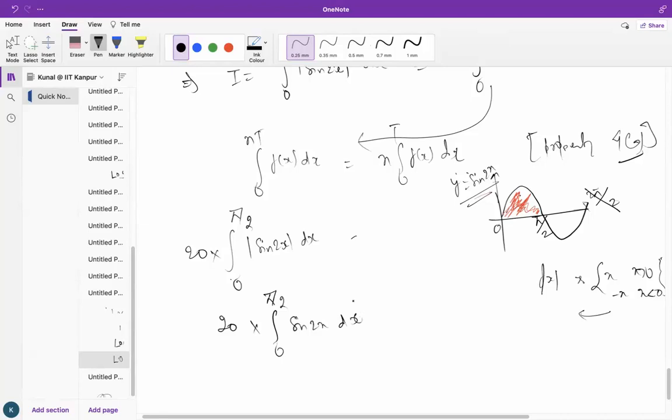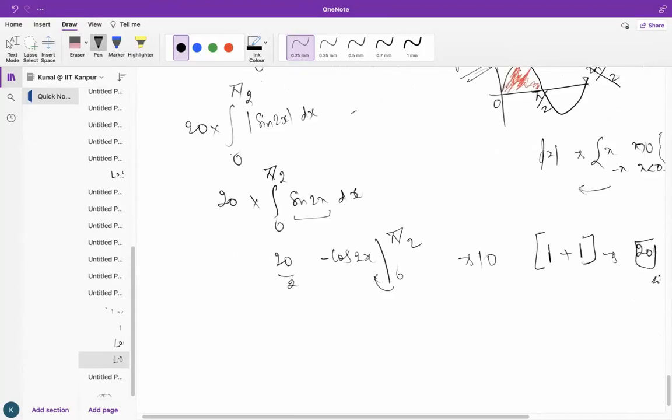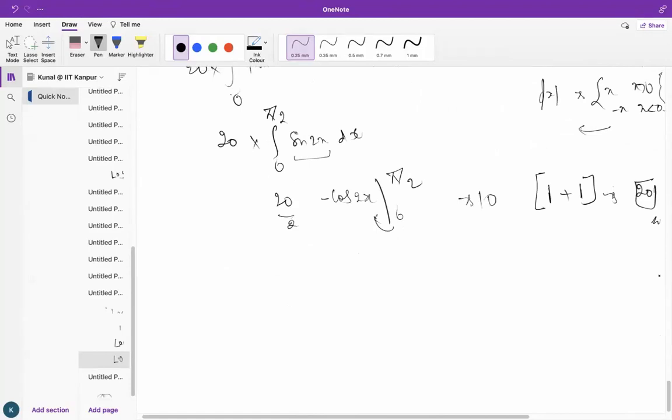Now what you have to do? We know the integration of sin 2x is nothing but minus cos 2x by 2. Just substitute the limits here. So it will be 10 times, and at π/2, cos π is actually minus 1, so it will be 1 plus 1. Just insert the limits here, so you automatically get that the answer will be 20. Okay, I hope you all understand what I'm trying to say.